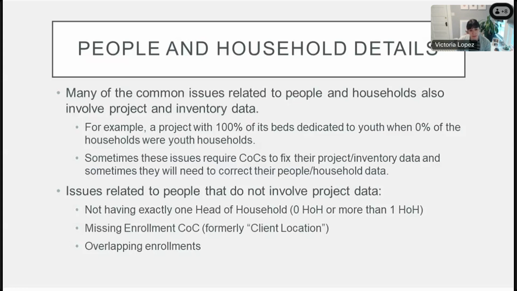Issues related to people that don't involve project data. Really common one, not having exactly one head of household. So there may be enrollments that don't have any head of household or might have more than one head of household. There might be enrollments that have missing client location, or formerly known as missing client location. And there might be overlapping enrollments between projects or even within projects.